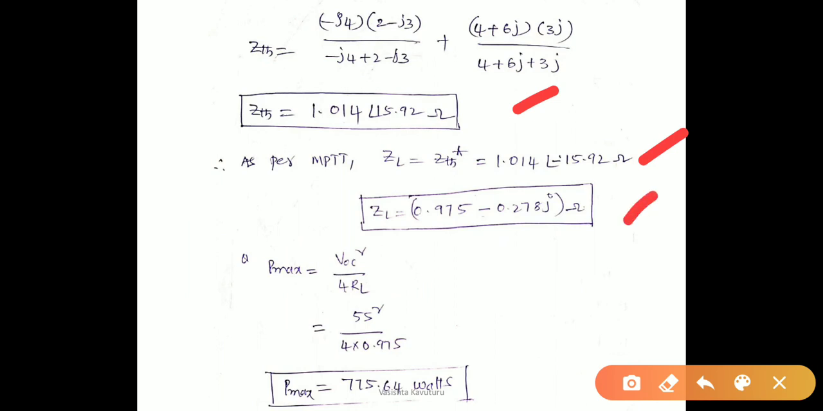Its rectangular form is shown here, and the amount of maximum power is VOC square by 4 into RL. Upon putting the values of VOC and RL, we are calculating the amount of maximum power through resistance RL only. Therefore, Pmax is equal to 775.64 watts.